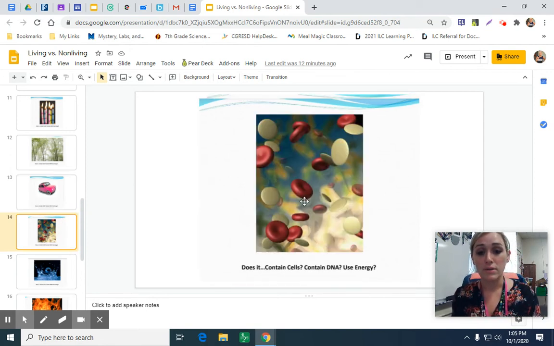So here we're looking at red and white blood cells. Does it contain cells? Absolutely. Red and white blood cells are actual cells. Each of those cells houses DNA. And does it use energy? Absolutely. We talked about that one a little bit in class.